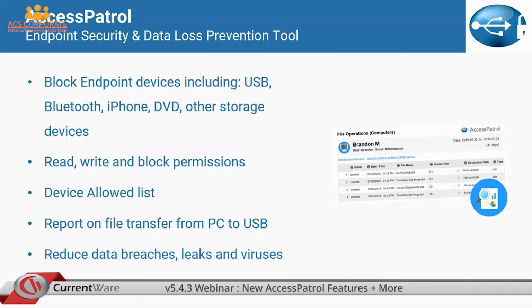Before jumping into the new features, I wanted to cover Access Patrol in general quickly, as Access Patrol was one of the main focuses of this release. Data breaches and data loss, as I've mentioned today, have become more prevalent and more important. And Access Patrol's endpoint security and data loss prevention capabilities make it a very popular product and solution in the market today. So blocking endpoint devices including USBs, Bluetooths, iPhones, et cetera, being able to limit read, write, and block permissions, enabling device allowed lists, and complete reporting on all of these functions and activities have made Access Patrol one of our most popular products, but also one of our fastest growing. And this was the focus of the 5.4.3 release.